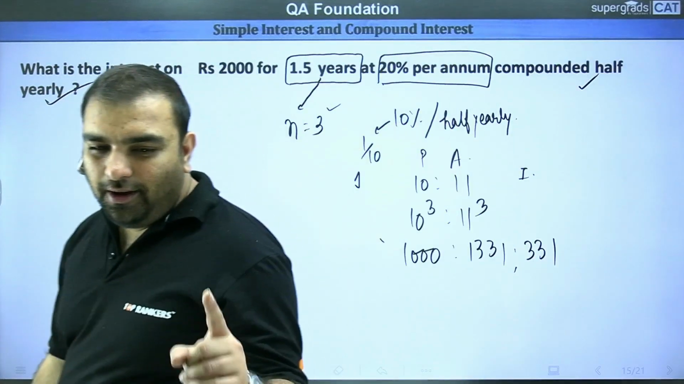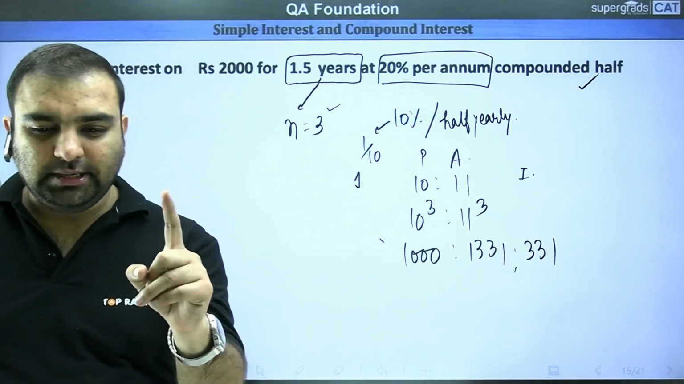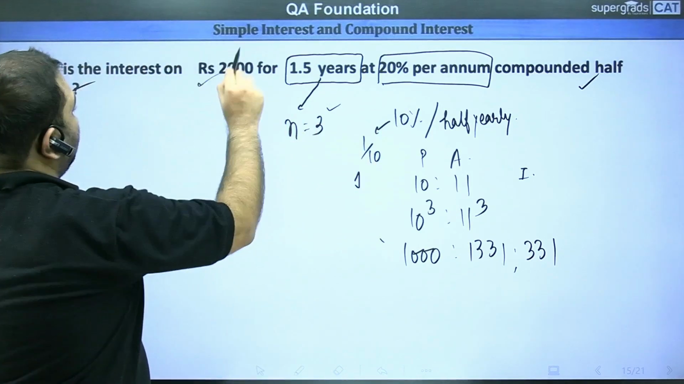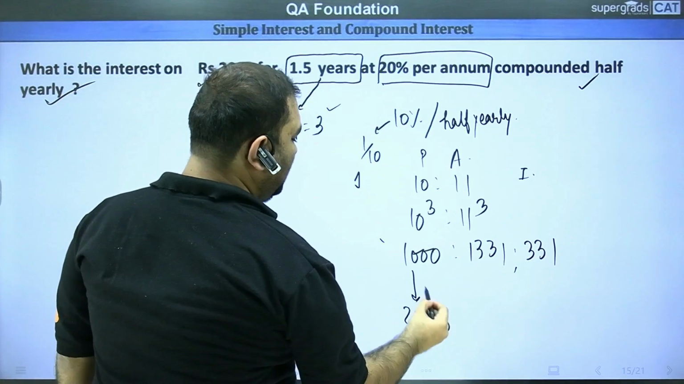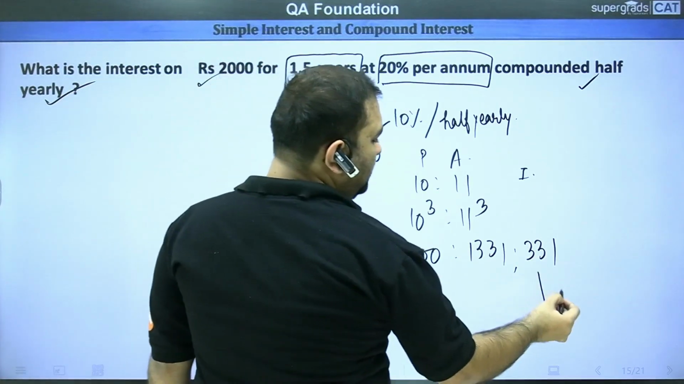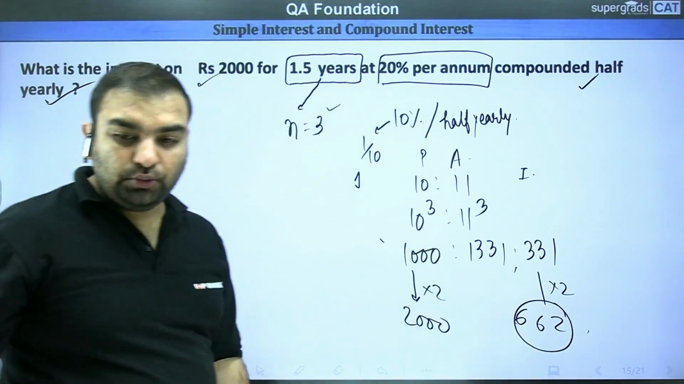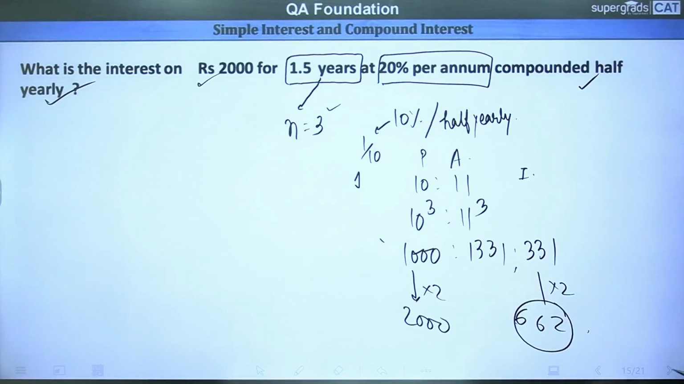If one exact value is known, we don't require anything else. Principal 2000, multiplication factor of 2, interest 662. Let's move on further.